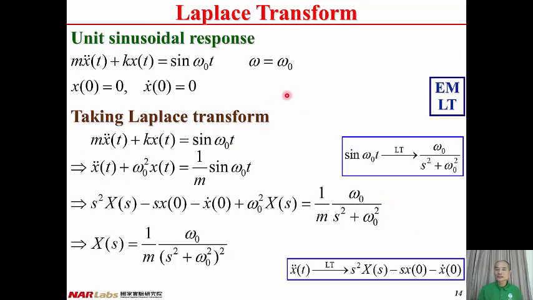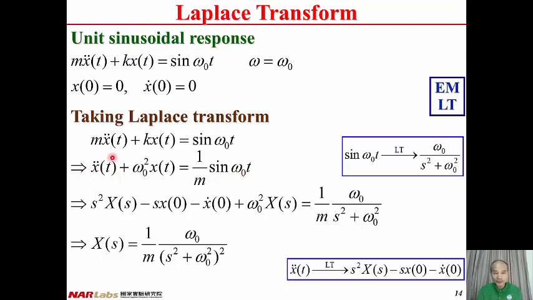Then we move to another case that the excitation frequency is the same as the structural frequency, so that the motion equation becomes mx double dot plus kx equal to sine omega 0 t. And the initial conditions are x of 0 equal to 0, x dot of 0 equal to 0. So that we take the Laplace transformation for the motion equation. We divide the motion equation by m first, so that we have x double dot plus omega 0 squared xt equal to 1 divided by m sine omega 0 t.